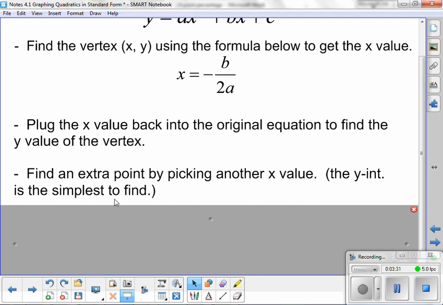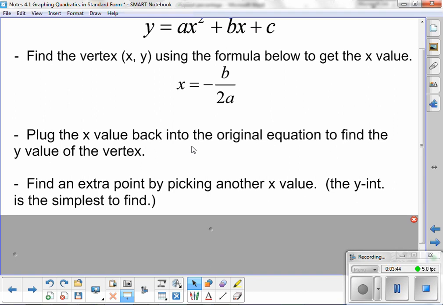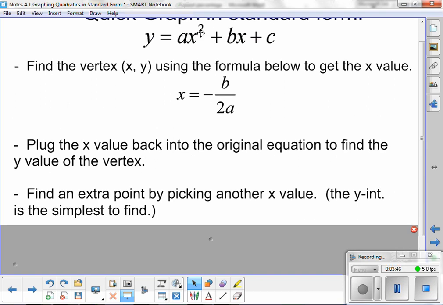Now the y-intercept is actually the easiest one to find. Reason being is that to find a y-intercept, you have to plug a 0 in for x. So if you put a 0 in for x into a standard form equation, 0 squared will always be 0. And then times a, whatever number a is, 0 times any number is still going to be 0. So this whole thing turns into a 0. Plus, same thing happens here, that turns into a 0 plus c. So let's say c was a 5. This would be 0 plus 5, so it'd just be 5. Your y-intercept will be 5.